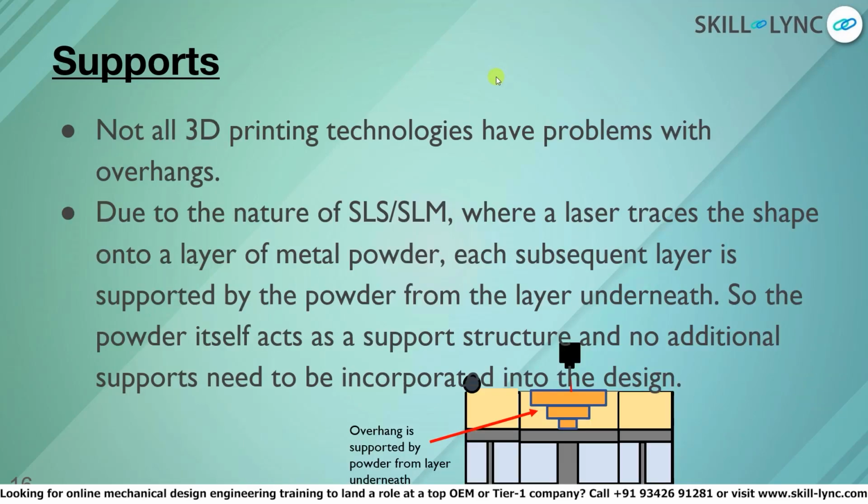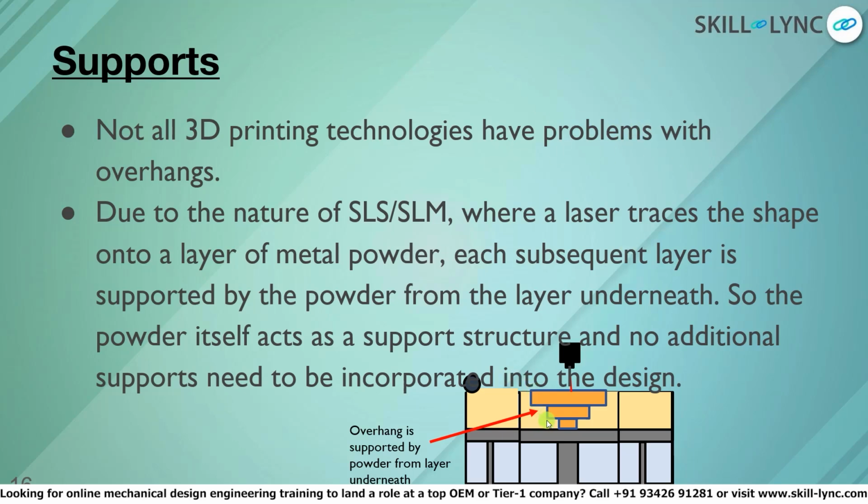However, as I said previously, some 3D printing technologies don't have problems with overhangs due to the nature of SLS and SLM, where a laser traces the shape onto a layer of metal powder. Each subsequent layer is supported by the powder underneath.